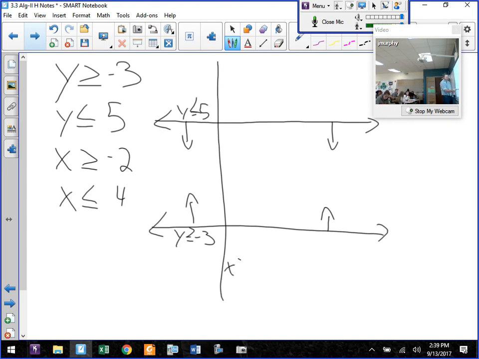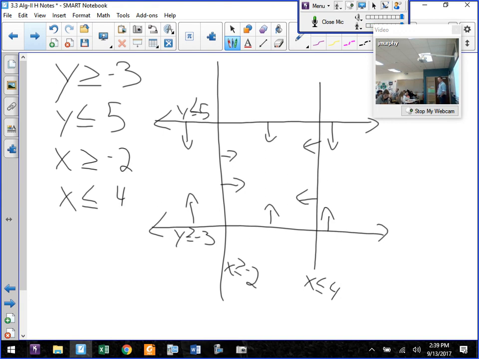Here's x is greater than or equal to -2, so I'm going this way. X is less than or equal to 5. I wrote 5, right? No, 4. And I'm going this way. Oh, yeah, it's just my brain.